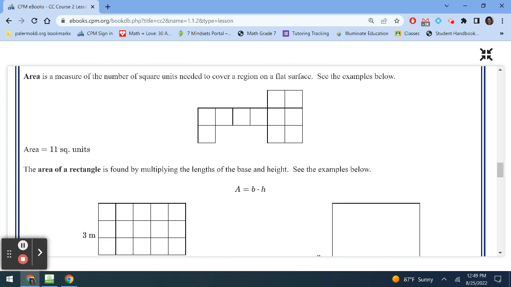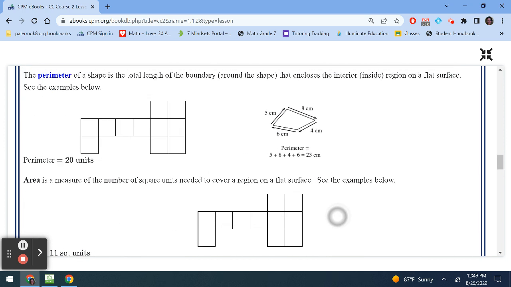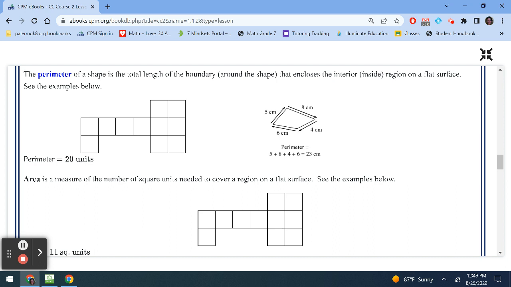So on this one, it says the area is a measure of the number of square units needed to cover a region on a flat surface. And so it gives us some examples of that. But before I go to the examples, what I'd like to talk to you about is a lot of times students don't know, when it's asked for area and perimeter, which one is it that's the inside and what you do with it versus which one is called that when you have the outside.